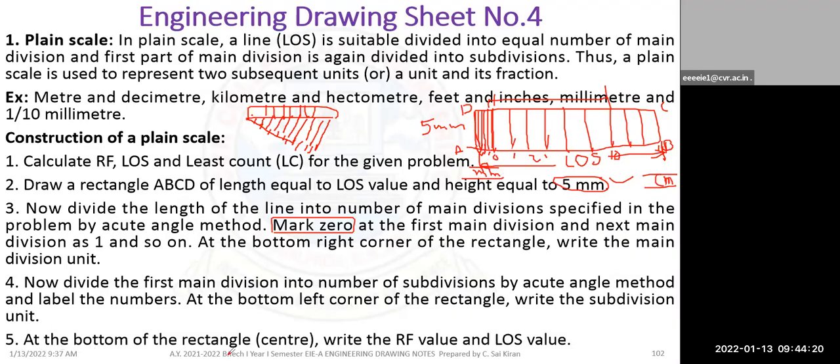At the bottom center of the rectangle you have to write the RF value, because you have calculated RF. No need to show any calculations in the exam. Just write what is the RF value and what is the LOS value. After your calculations, create a rectangle and write the RF value you take. Suppose 1 is to 40, 1 is to 20, 1 is to 3, whatever the RF value may be, you have to write it here. In the two horizontal lines you have to write the RF value and LOS value. Here you have to write the main division, the subdivision, the RF value, and the LOS value.